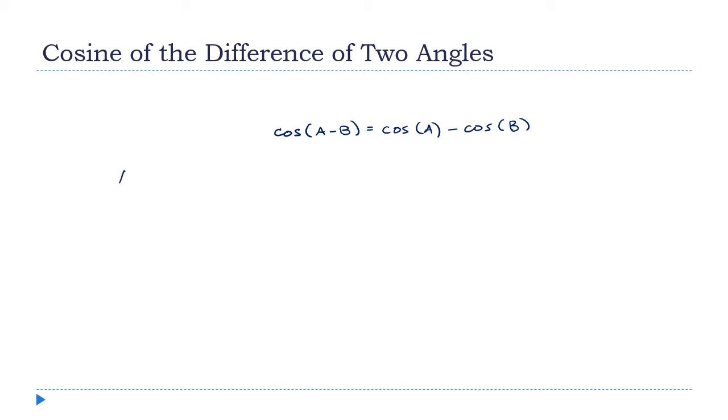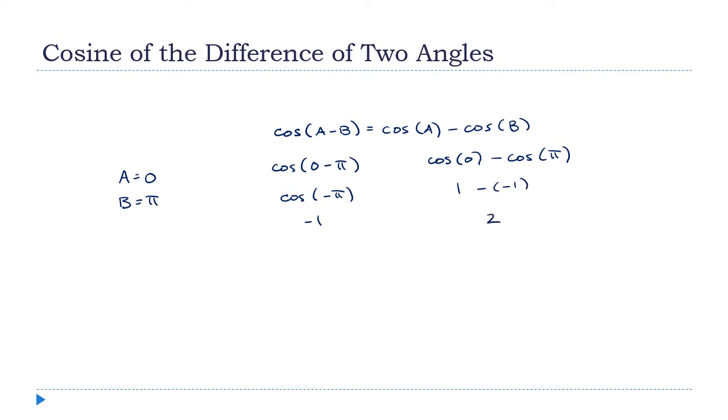For example, if I let A equal 0 radians and B equal pi radians, then the left side is cosine of 0 minus pi, which is the cosine of minus pi, and that's minus 1. But if we do the right side, this is cosine of 0 minus cosine of pi. Cosine of 0 is 1, minus cosine of pi, which is minus 1, and that's 2. Yeah, doesn't work, right? You can't do that.